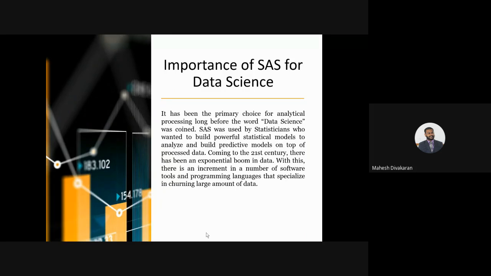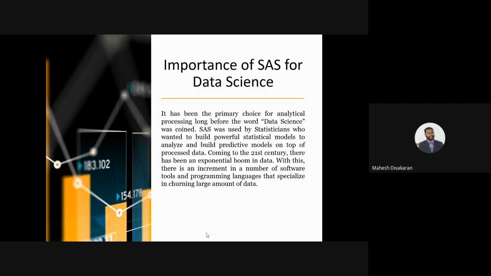Now, the importance of data science for using R. Software like Python and R also do data analytics, but they showed their power only recently, in a couple of years. Before the word data science was coined, SAS was the primary choice of analytical professionals. Initially, getting a SAS certification as a programmer or analytical professional was a very big thing.